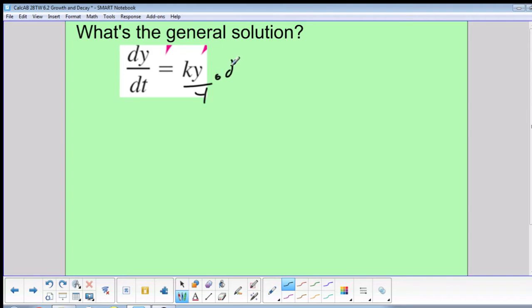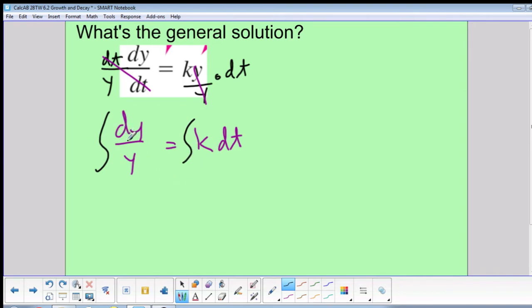And then we're going to multiply by dt on both sides. So divide by y and multiply by dt. So what happens here is these y's cancel out and these dt's cancel out. So you get dy over y equals k dt. Okay, so let's integrate both these sides.